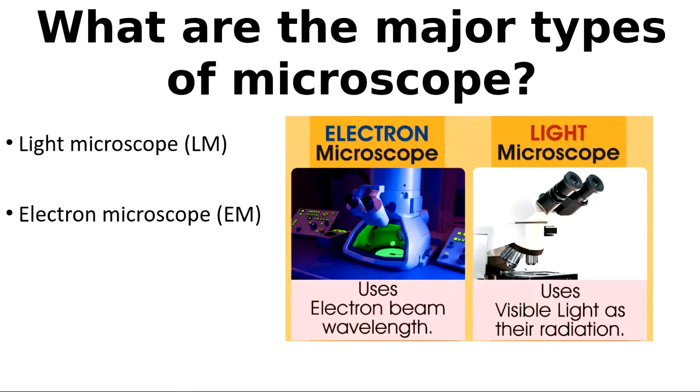So, what are the major types of microscope? We have two: light microscope and electron microscope. Light microscope uses visible light as its radiation. What we are going to show you in the lab, whatever we have in the college, is a light microscope. It is also called a compound microscope, and uses visible light as its radiation. And electron microscope uses electron beam wavelength.